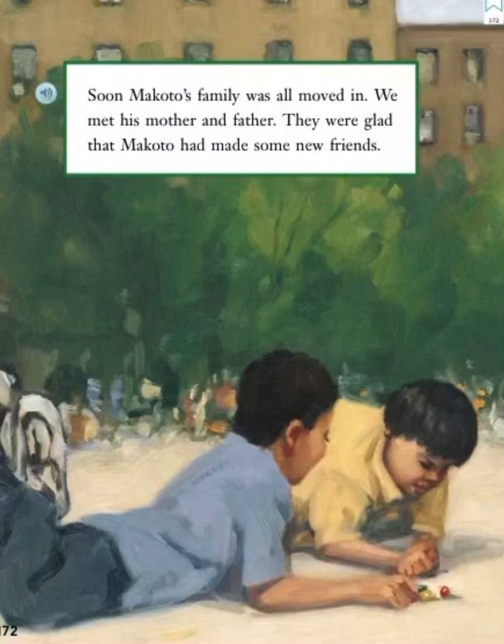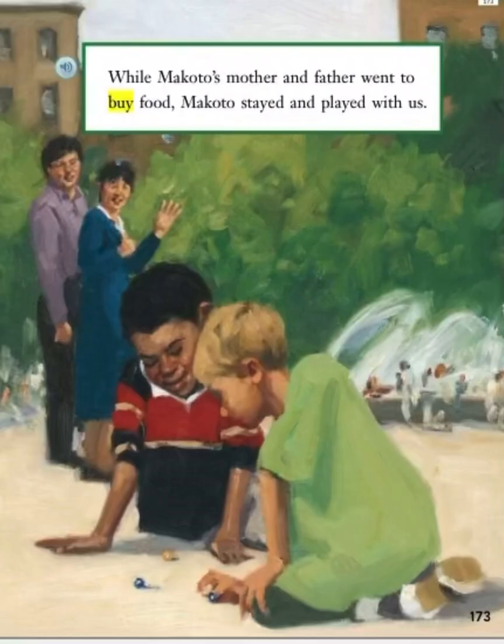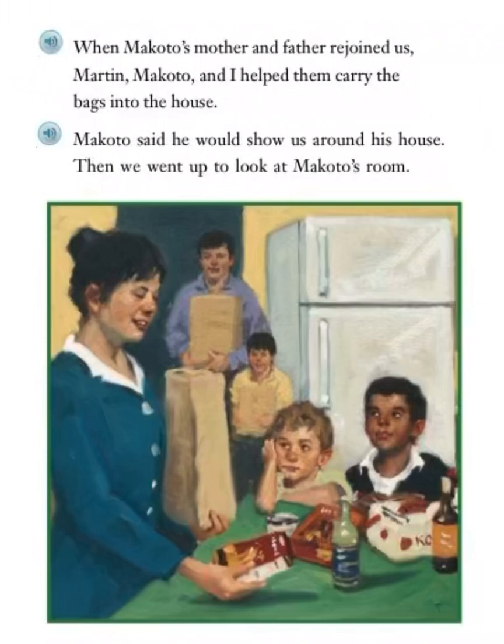Soon Makoto's family was all moved in. We met his mother and father. They were glad that Makoto had made some new friends. While Makoto's mother and father went to buy food, Makoto stayed and played with us. When Makoto's mother and father rejoined us, Martin, Makoto, and I helped them carry the bags into the house. Makoto said he would show us around his house. Then we went up to look at Makoto's room.